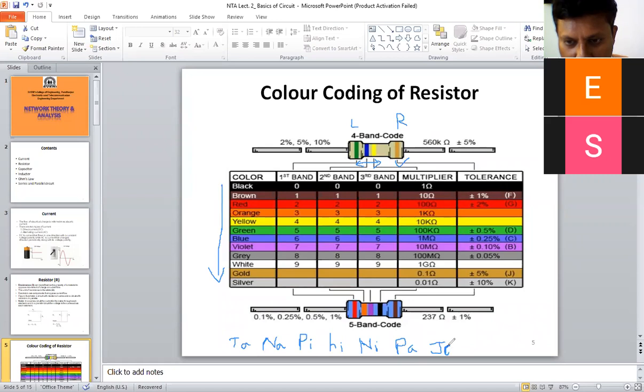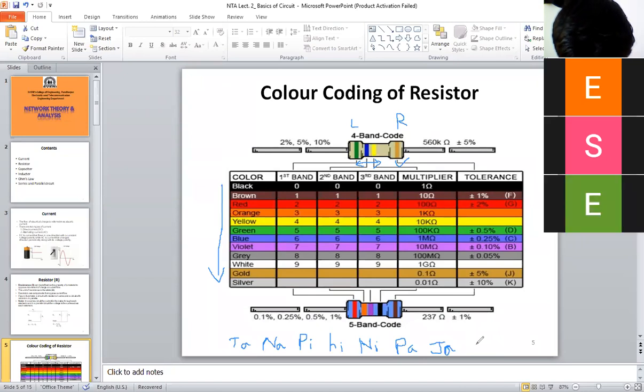So what is this one? Can anyone read it? Tana pihi nipaja. So Ta means tambda, red. Na means narangi, that is the saffron color we can see. Then yellow, pivla. Then green, hirva. After that blue, nila. After that indigo, parva. After that violet, jambhla. So this is the sequence of colors present in the rainbow.